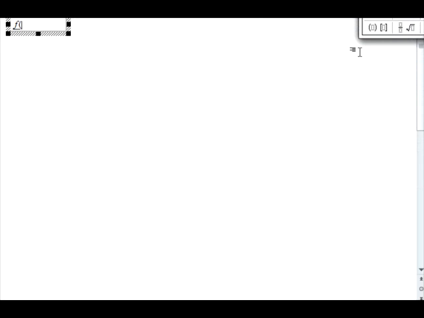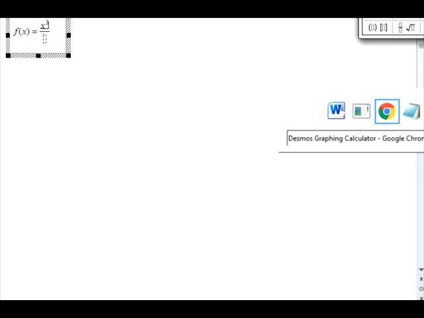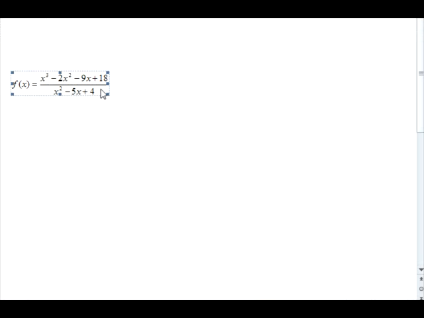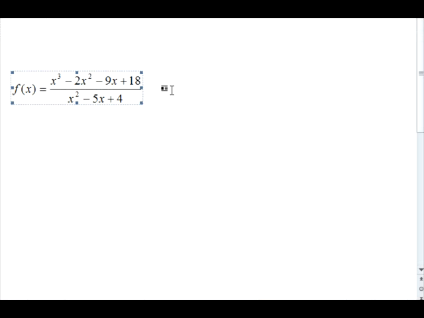So my original equation was f of x equals x cubed minus 2x squared minus 9x plus 18 all over x squared minus 5x plus 4. Okay, let's go over what my asymptotes were and all that sort of stuff. Just so we're clear, I had a horizontal asymptote.